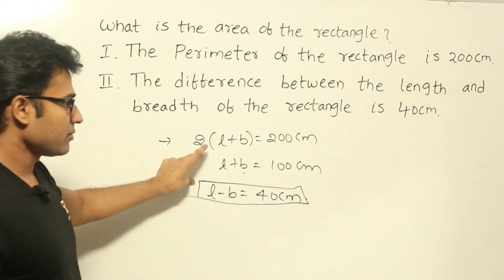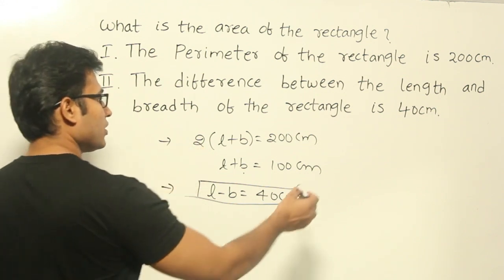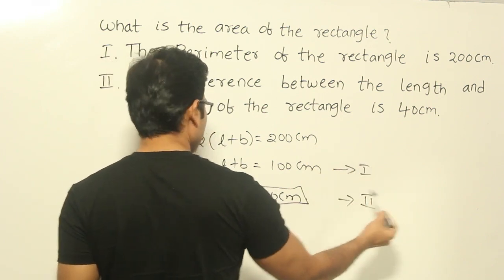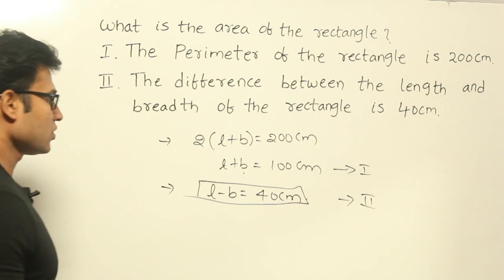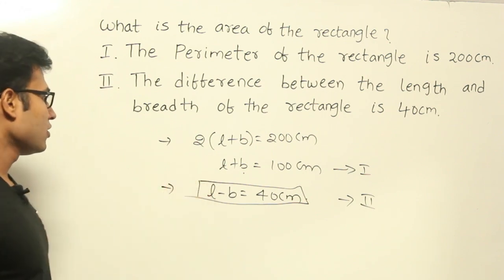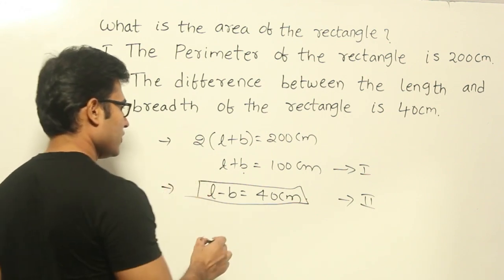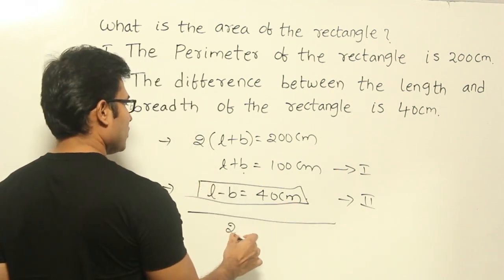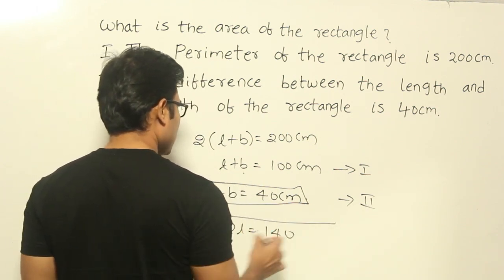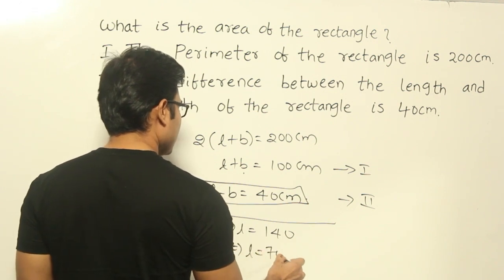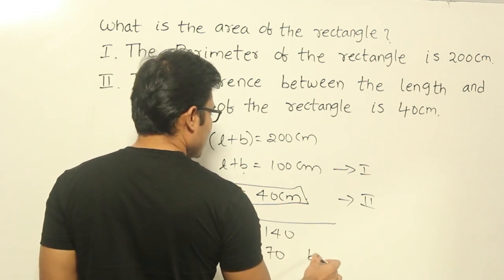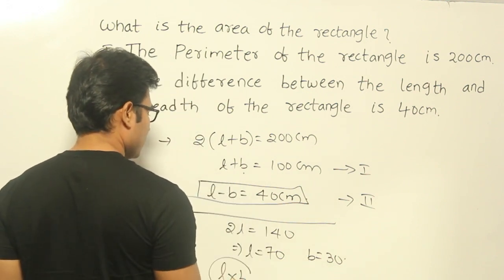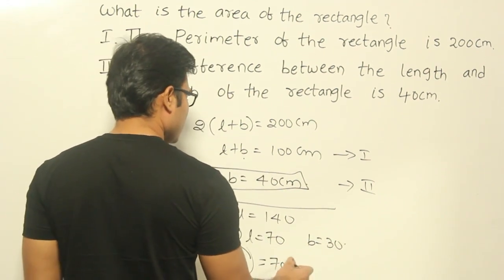But when we combine them, see, from statement number 1 I got this, and from statement number 2 I got this. Now by combining them I'll be able to solve it. How? I can find the values of L and B, and then I can find the value of L into B. Now if we add these two equations, we get 2 into L equal to 140, which means L equal to 70. Therefore B equal to 30, right? And so L into B, we can find the area: 70 into 30, right?